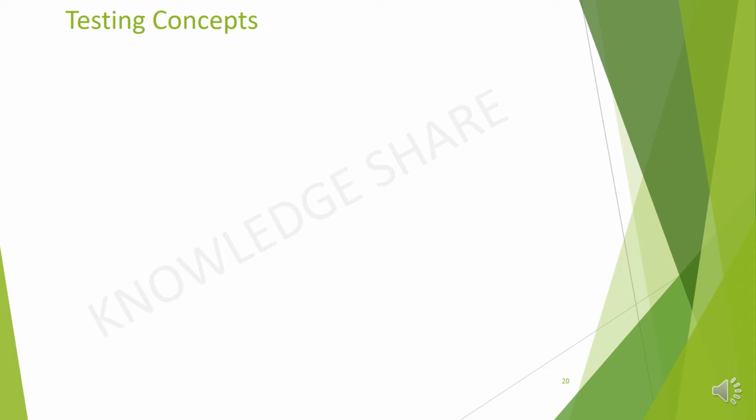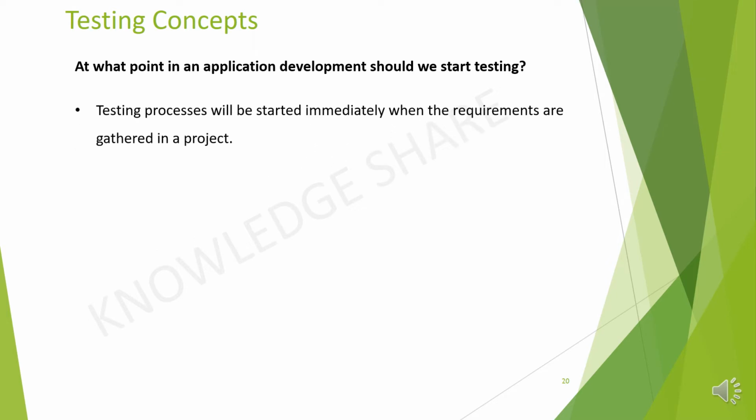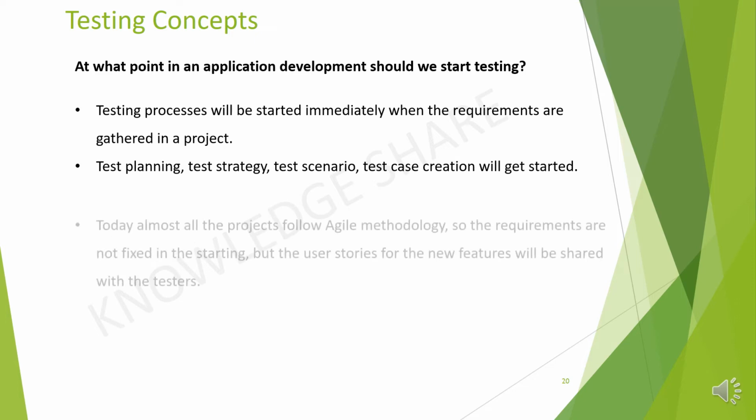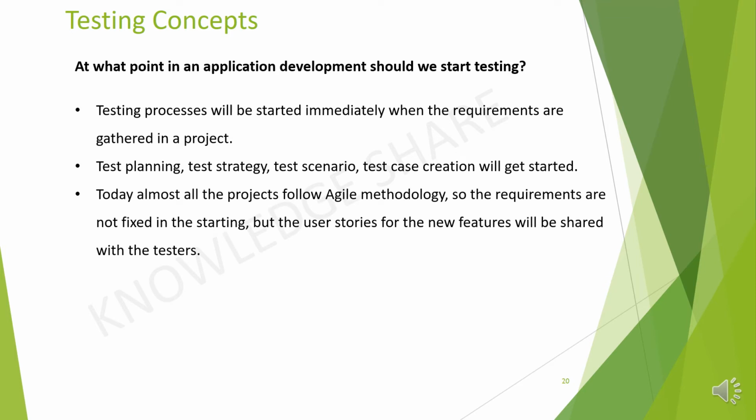Next question, at what point in an application development should we start testing? Testing processes will be started immediately when the requirements are gathered in a project. Test planning, test strategy, test scenario and test case creation will get started. Today, almost all the projects follow agile methodology, so the requirements are not fixed in the starting, but the user stories for the new features will be shared with the testers.